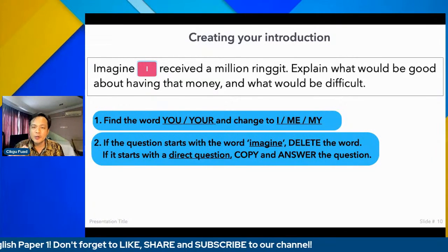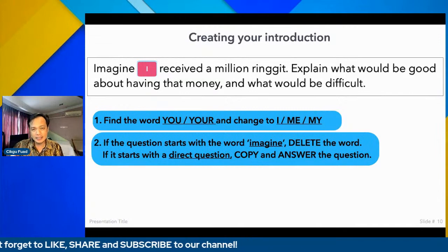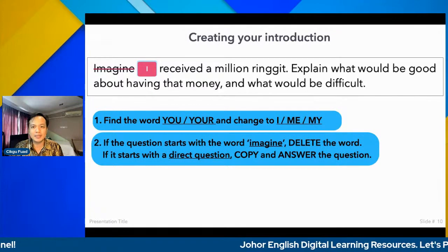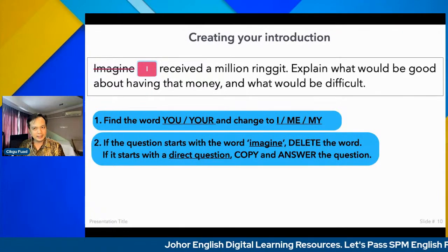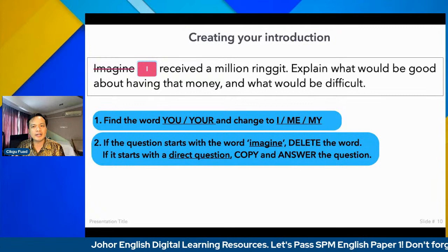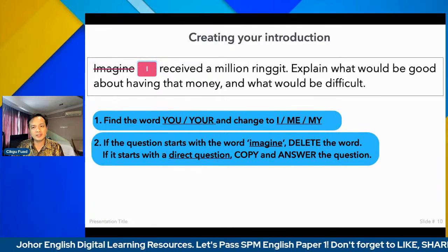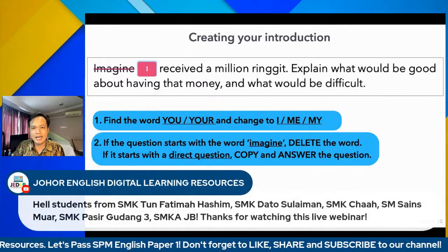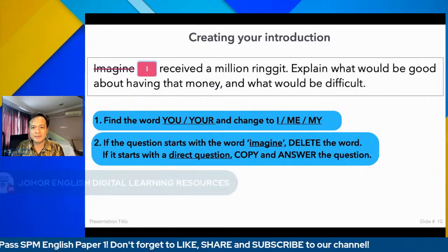But if you look at this question, tengok pada soalan ini, it starts with the word imagine. So, you just cancel the word imagine. So now your sentence will be, I received ringgit. Explain what would be good about having that money and what would be difficult. Something wrong with the second sentence. Now let us look at number three.